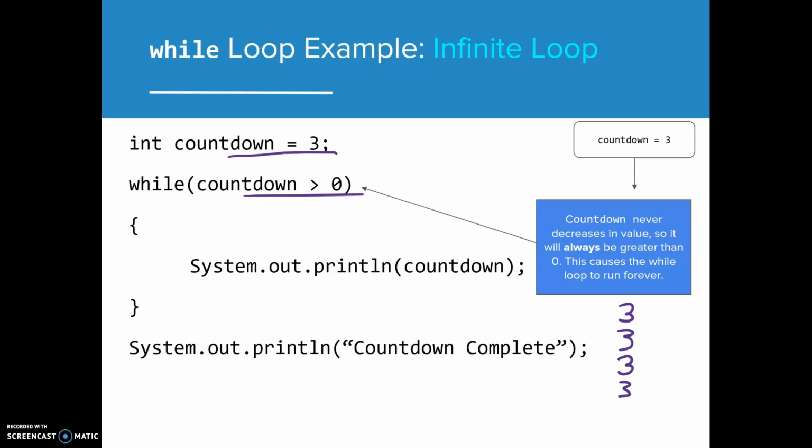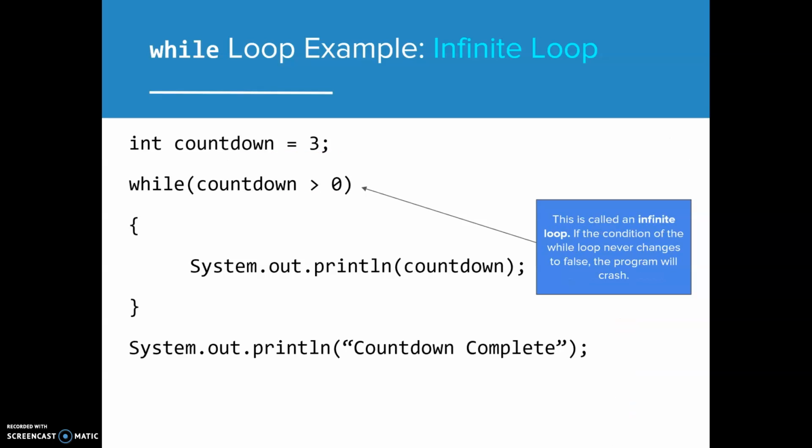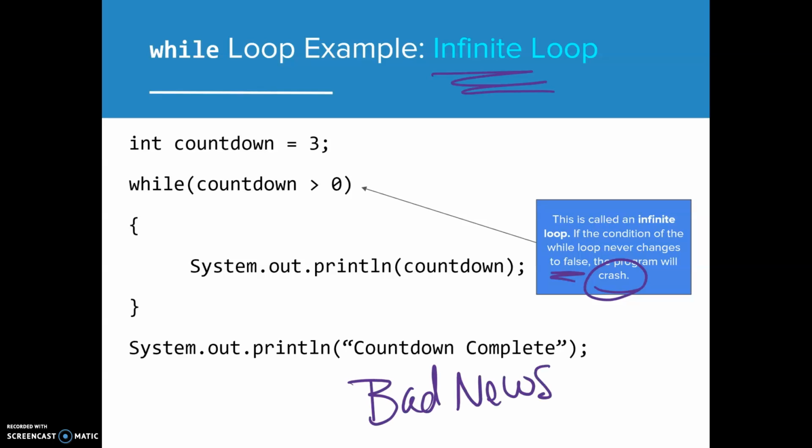And I think we can see where this is going. I'm just going to keep on printing 3s until I end up having an overflow. And this is when I end up having an overflow and essentially the program crashes on me. It's an infinite loop and it runs until it crashes. So this is what we call the loop never changes to false and my program's going to crash. This is an infinite loop and this is bad news. We don't want those to happen.